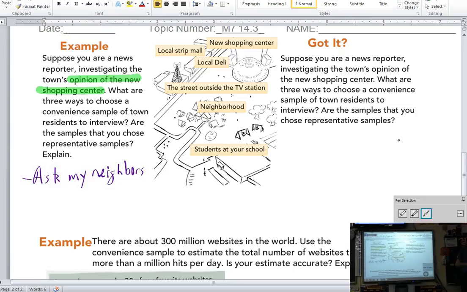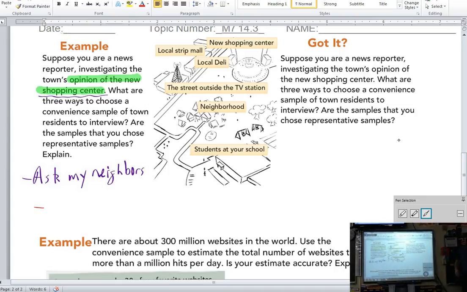Now, if I ask my neighbors, should that get me a fairly accurate representative sample? Yeah, because they're shopping. So my question is opinion on the shopping center, right? Would my neighborhood create bias about the shopping center? Yes. Maybe geographically, but let's move on and then we'll compare our 3 different ways. So first way, we're going to ask our neighbors.